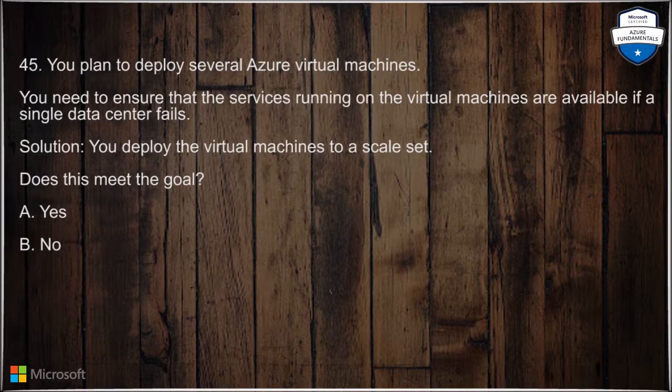You plan to deploy several Azure virtual machines. You need to ensure that the services running on the virtual machines are available if a single data center fails. Solution: you deploy the virtual machines to a scale set. Does this meet the goal?